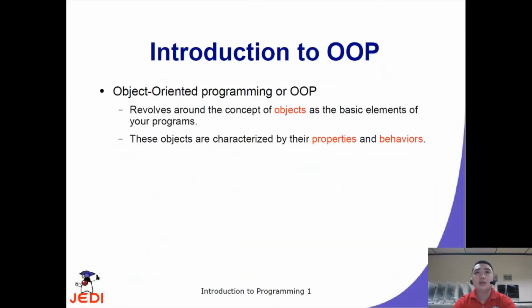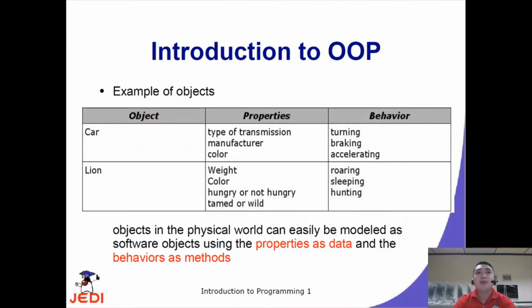Okay, so we all know that object-oriented programming revolves around objects, and Java programming basically is an object-oriented programming approach. The basic element of the Java language is to implement objects. These objects are characterized by their properties and behaviors. An example of objects in a real world scenario is a car, a software model of the real world representation.